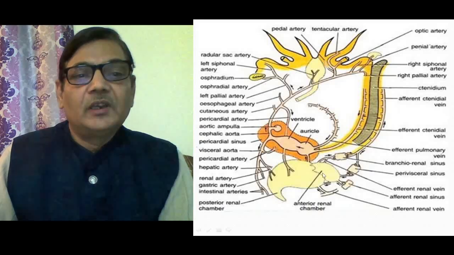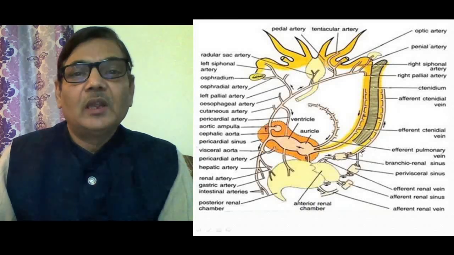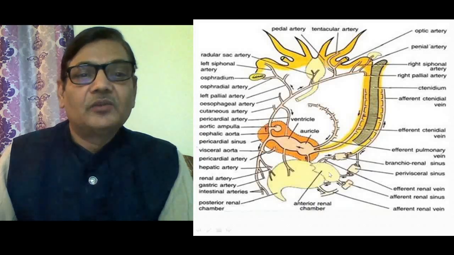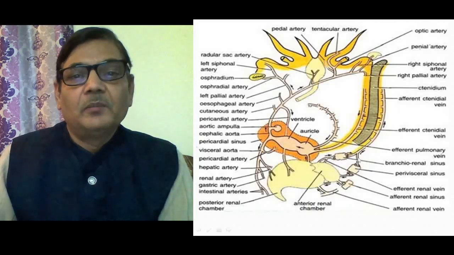Now from this renal portion, the blood will be going to the tenedium through the afferent renal vein. So afferent renal vein actually supplies blood. Here is afferent tenedial vein, or afferent tenedial vein. This afferent tenedial vein is actually coming from the renal structure. See here, this renal organ is actually forming branchiorenal sinus, about which I just said.